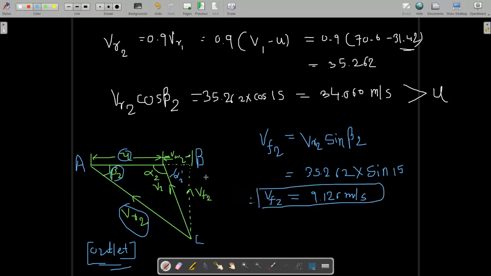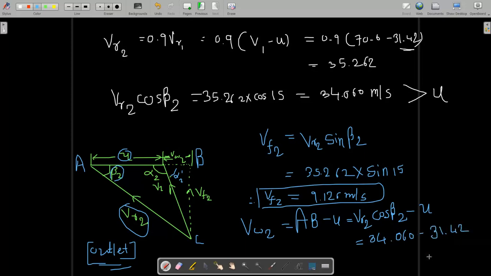Now what is VW2? VW2 we can find from the geometry. From the triangle I can write AB minus U. AB is what? VR2 cos beta 2 minus U. What is VR2 cos beta 2? That is 34.060 minus 31.42. When you solve this, you will get 2.64 meter per second.